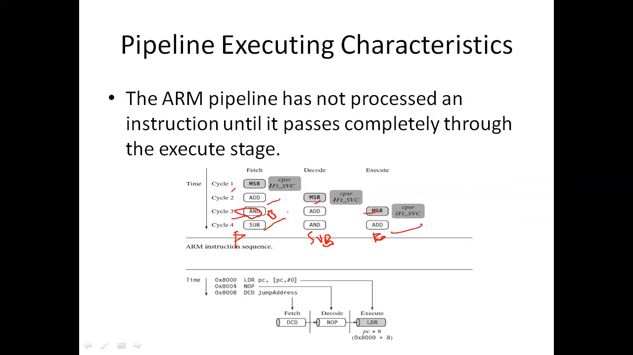So branch to, for example, assume this AND instruction is at 8008. Then it will branch the program execution to 8020. That means the instruction at 800C cannot be executed. Assume that is the subtract instruction. It will be in the decode stage, but it need not be executed because of that branch instruction.